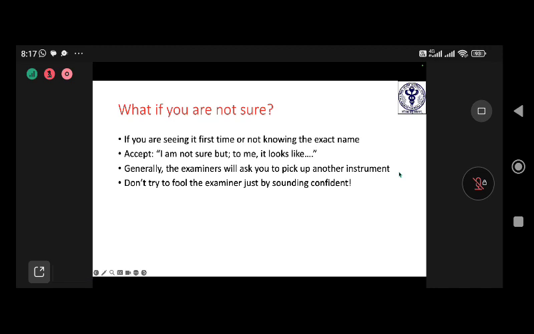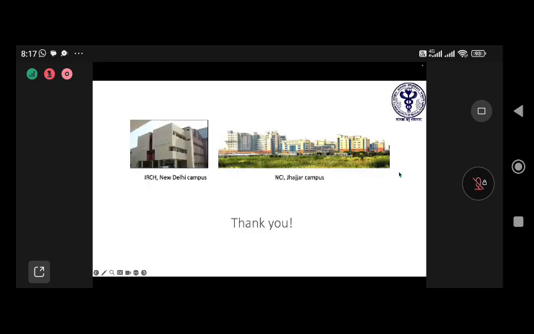But then it's one human factor like honesty, which will be assessed there without being told what we are assessing you. And please don't try to fool the examiners just by sounding very, very smart and confident. No. If you don't know something, accept it. That's all. I think I'll stop here.